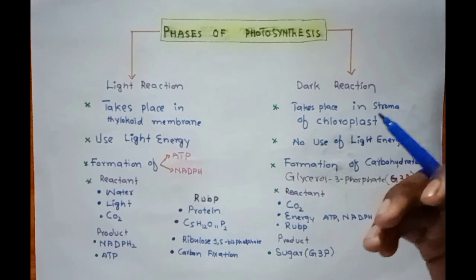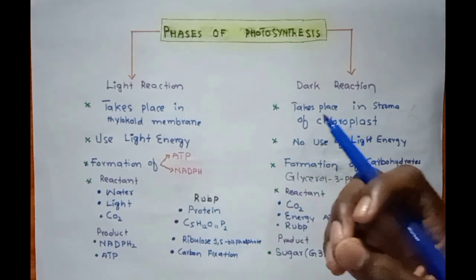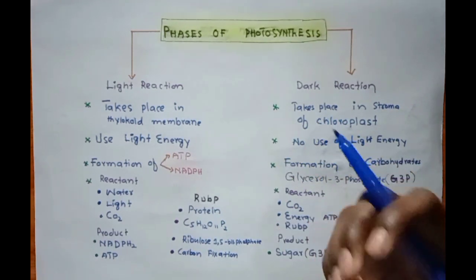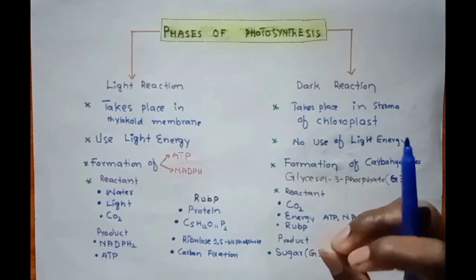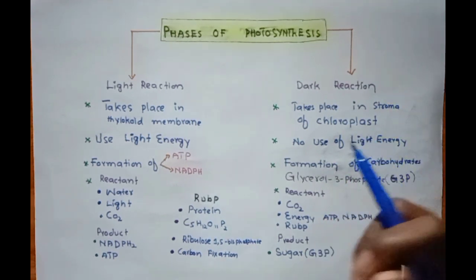Now we will further discuss the light reaction. In the light reaction there is the cyclic process, the non-cyclic process, and chemiosmosis, and further we will discuss the dark reaction.